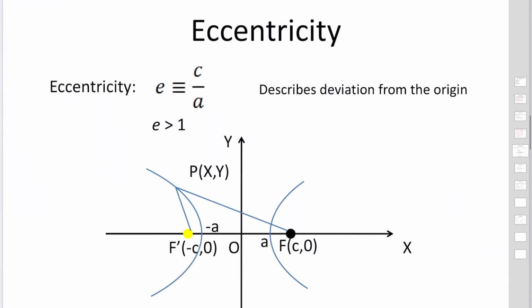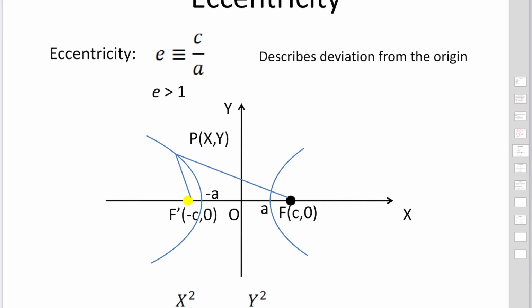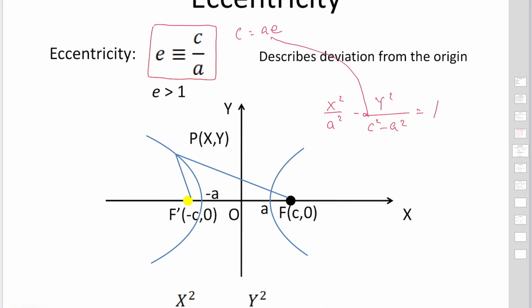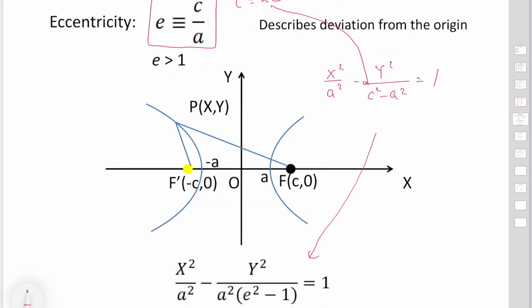Then if we introduce the eccentricity, it is defined in the very same way: e equals c over a. Substitute into x squared over a squared minus y squared over (c squared minus a squared) equal 1. So c equals ae. Substitute here, and then we have this equation. Instead of c, we can use the eccentricity.